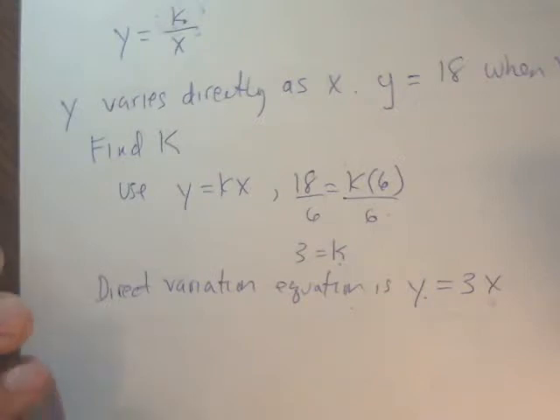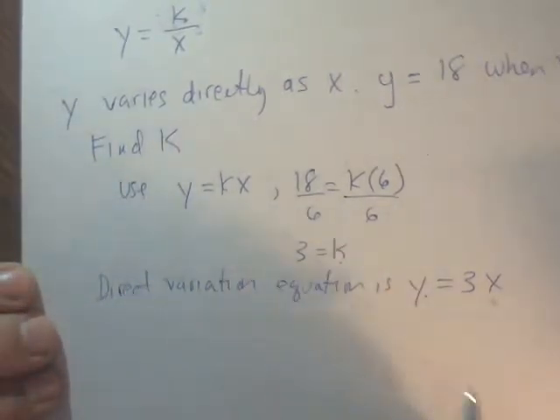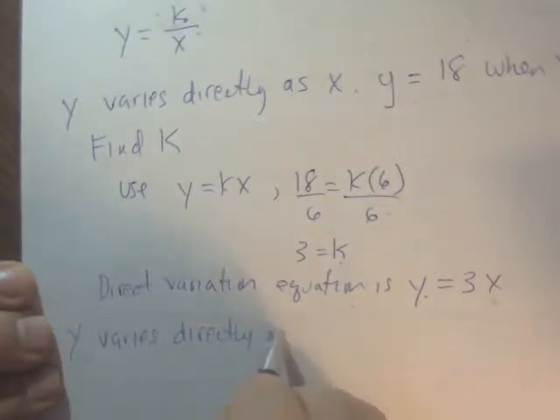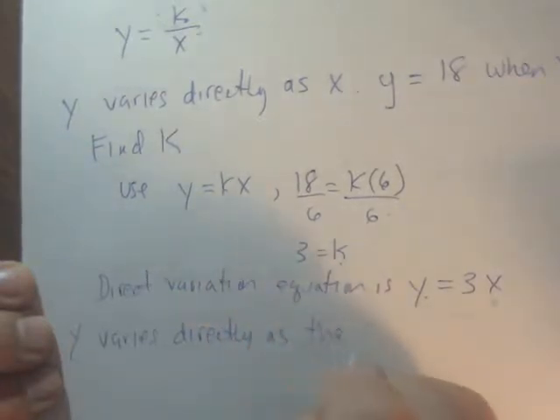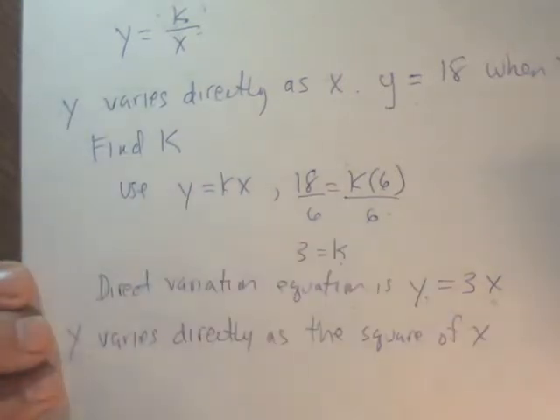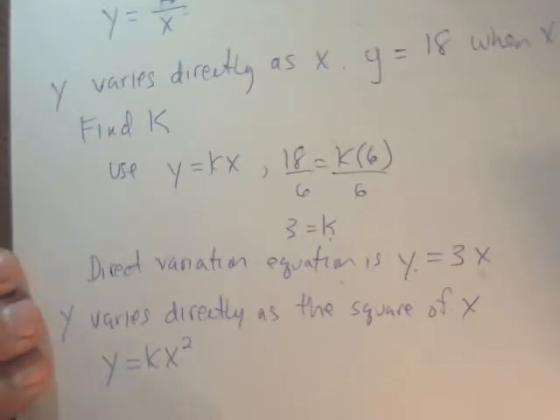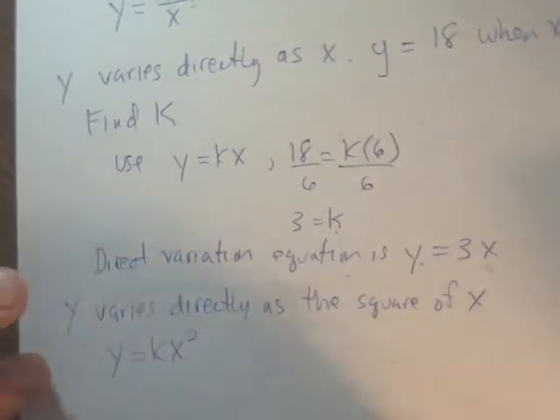Now sometimes they get a little complicated with the operations. So let's say, for example, y varies directly as the square of x. So in this case, y equals k times x squared. That would be my basic variation equation.